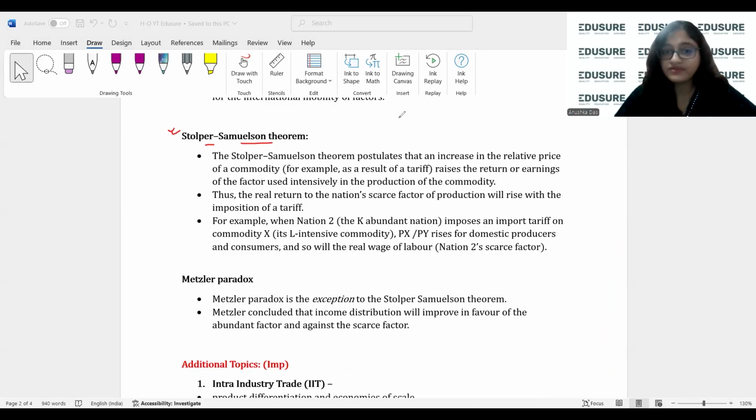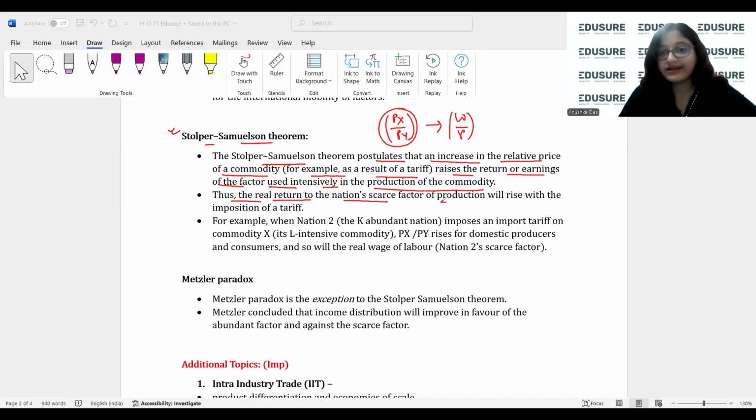The Stolper-Samuelson theorem tells you that if the Px upon Py ratio is changed, what will be the effect on the wage rental ratio? It is a theorem that postulates that an increase in the relative price, if this ratio is disturbed due to some tariff, suppose the price of good X rises, what will be the effect on the real rewards of the factors? The tariff raises the real return or earnings of the factor used intensively in the production of the commodity. Thus, the real return of the nation's scarce factor of production will rise due to the imposition of the tariff.